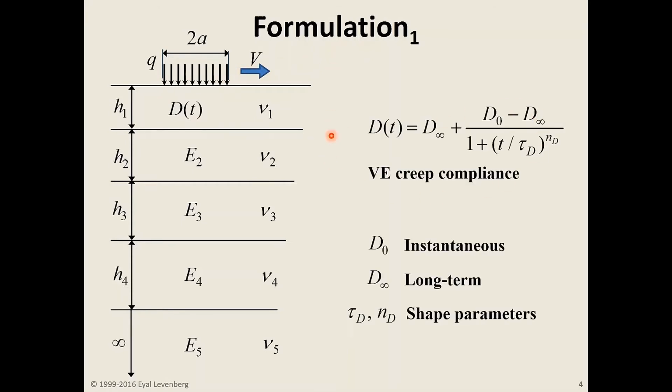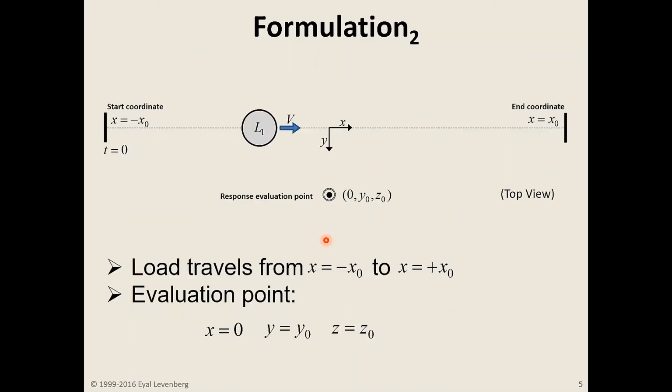The creep compliance formulation I chose is a 4-parameter power law expression, where D0 is the instantaneous compliance, D infinity is the long-term compliance, and tau and n are both shape parameters. They are both positive, and they control the shape of the creep compliance.